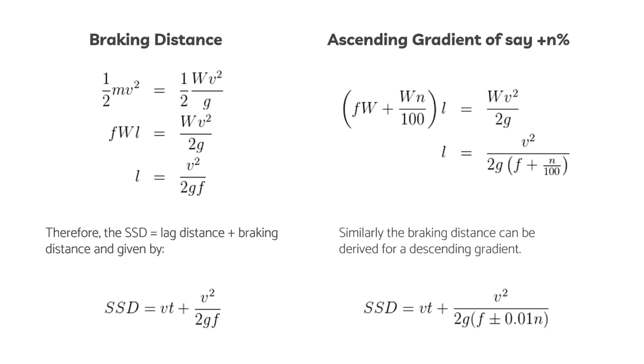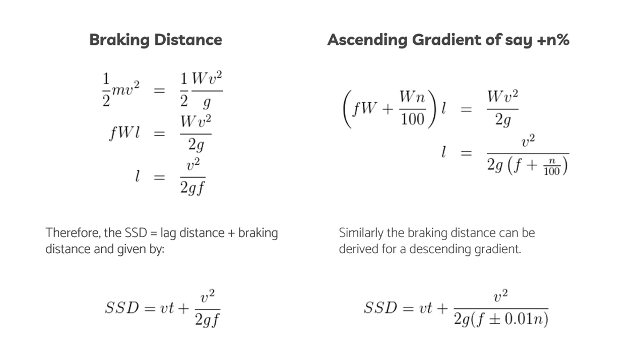At the design speed, the kinetic energy is 1/2 mv squared, which is equal to 1/2 W v squared over g, which can be derived further to fWl equals W v squared over 2g, and then to l equals v squared over 2gf. Therefore, the stopping sight distance is equal to lag distance plus braking distance, and is given by SSD equals vt plus v squared over 2gf.